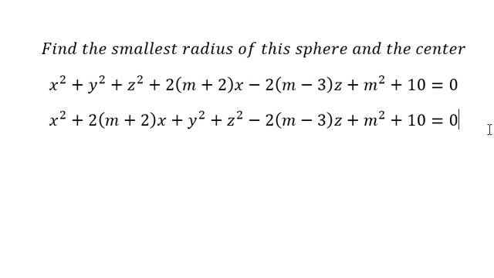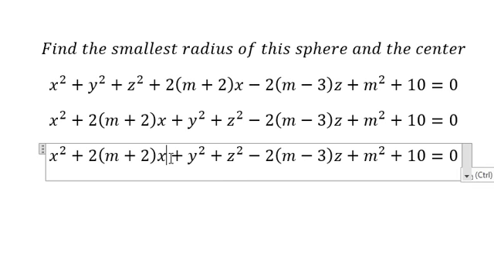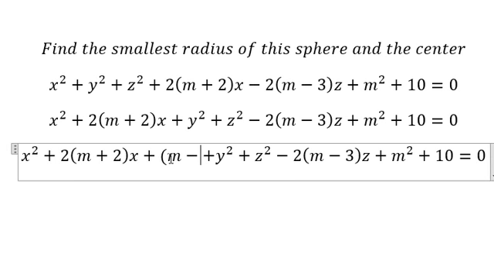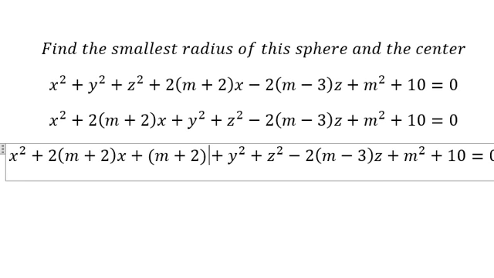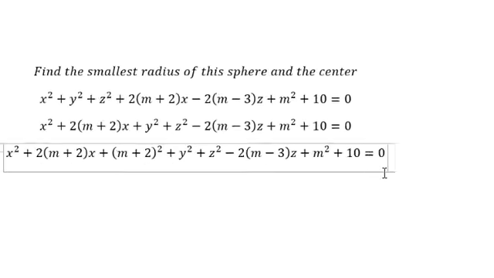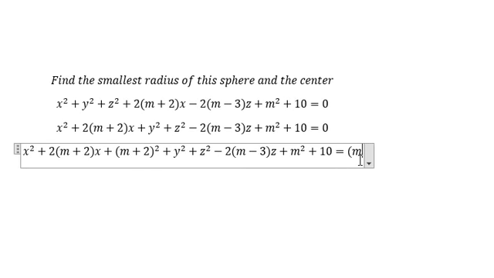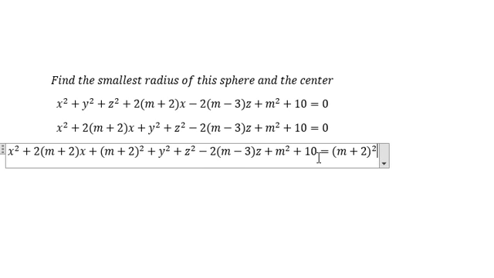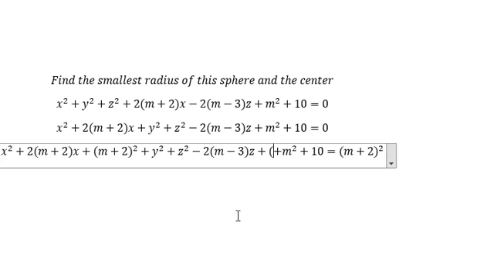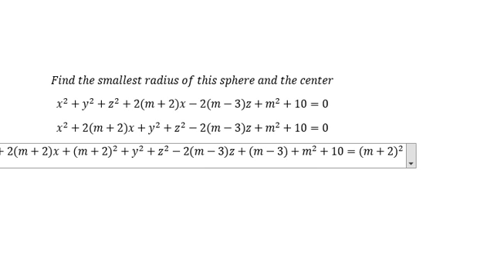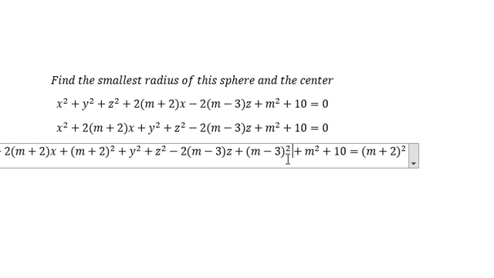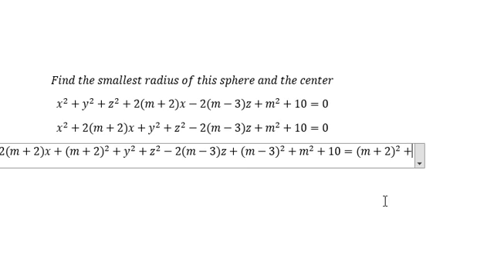So I need to add about m plus 2 to the power of 2. That means I need to put this one in the right. Next, I need to add about m minus number 3 everything to the power of 2. That means on the right we need to have this one.